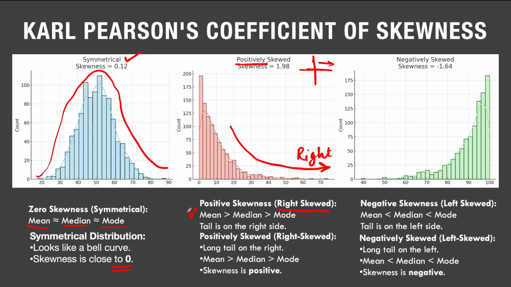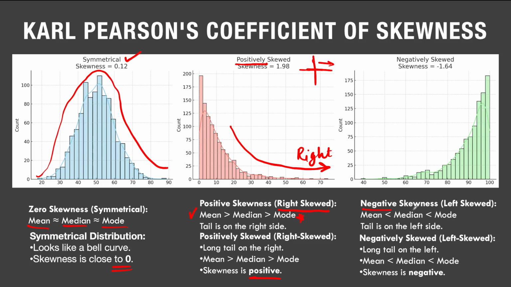Okay. So this relationship you have to remember. You have to learn this relationship. Tail is on the right hand side, long tail on the right, mean median mode is in this direction, and the skewness is called a positive skewness.